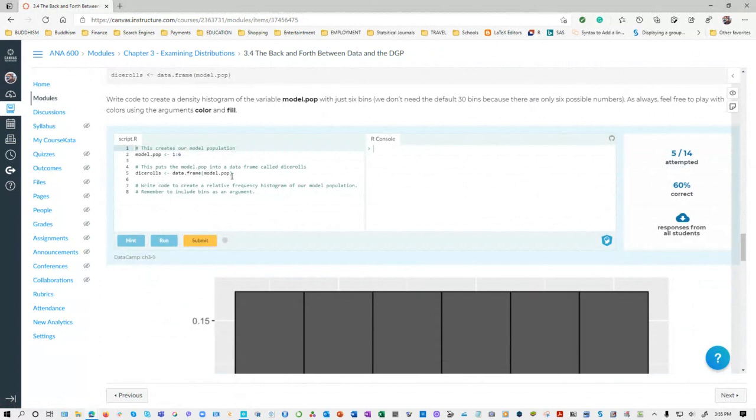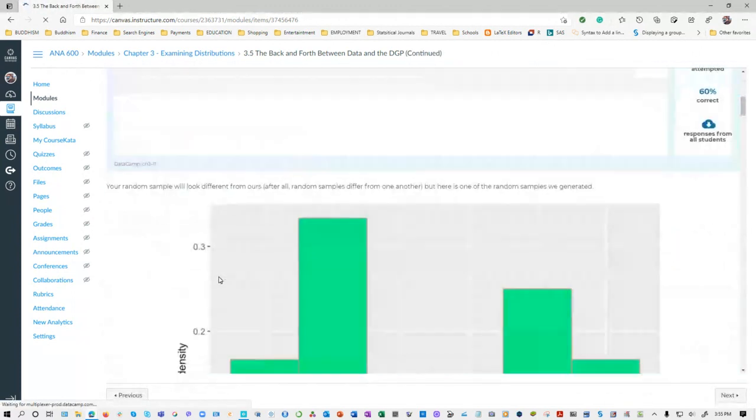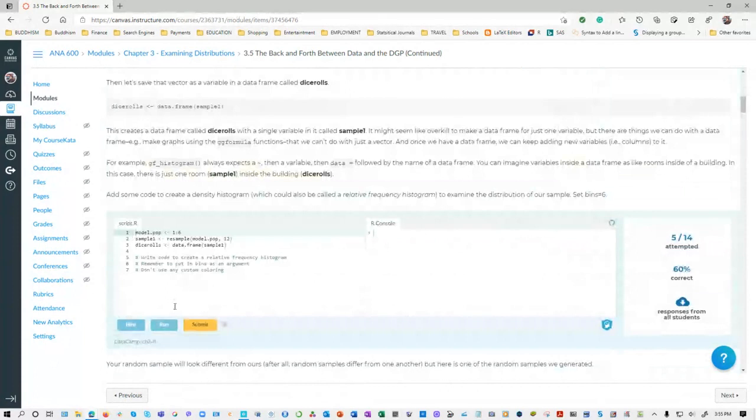That's for the population. You have 1 to 6, then you put it into the data frame called dice rolls. Now, you pick a sample of size 12. That's what you call dice rolls now. See the difference? When you put that into sample, not the population, you pick this one from the population. That's a different thing. You pick this one from the model population, or this variable, numbers 1 to 6, 12 numbers, using the sample function, and call that a sample, and put that sample into the data frame. See?